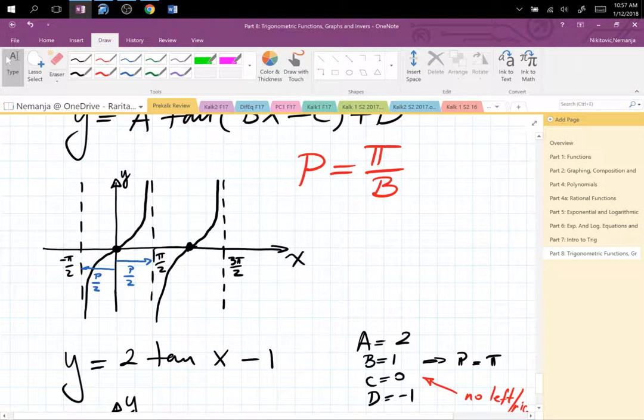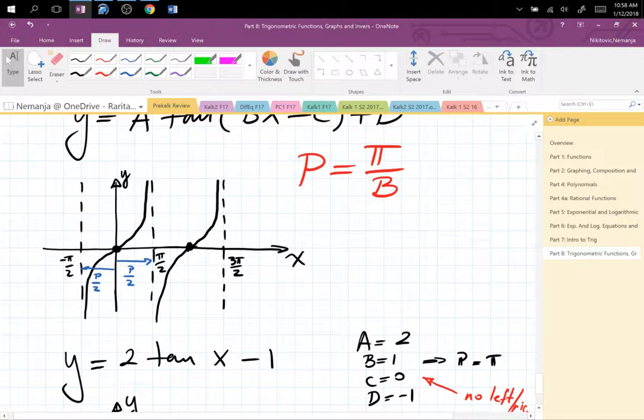So pi over 2 on one side and pi over 2 on the other side, 2 halves give you a whole pi. So when we start messing with the period over here, when the period becomes 2 pi or pi over 3, whatever we come up with, you will go half of that period to the left and half of that period to the right to get your vertical asymptotes.